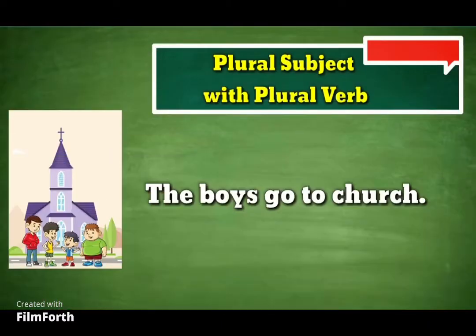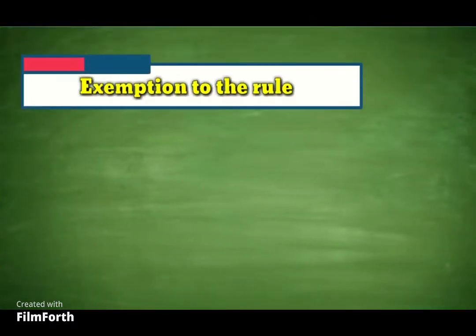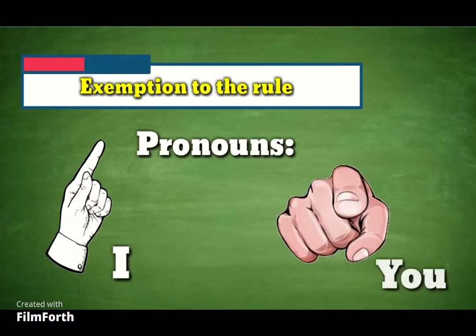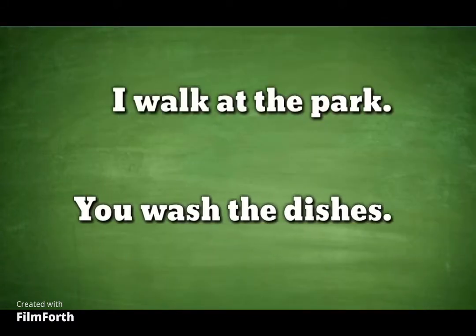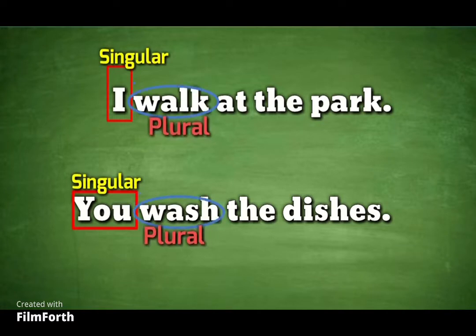Another example, the boys go to church. The noun boys is in plural form, and we use the verb go, which is also in plural form. But there are exemptions to this rule. The pronouns I and you follow a different rule. Example, I walk at the park. You wash the dishes. The subjects in the given sentences, I and you, are both singular. However, the pronouns I and you are always paired with plural action verbs.